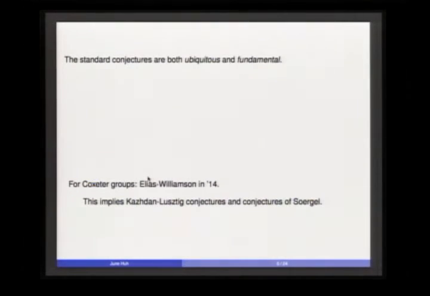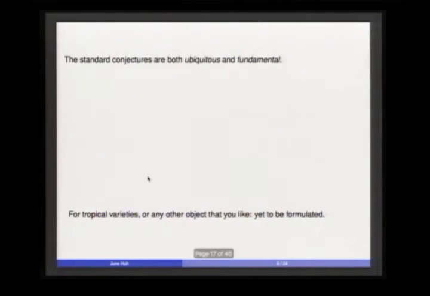And for Coxeter groups, this was a very recent result of Elias and Williamson, and it is also fundamental in this context. They use it to finally prove the various Kazhdan-Lusztig conjectures on the positivity of some Hecke algebras and so on, and also the conjecture of Soergel. For tropical varieties, or any other object that you like, the statement is yet to be formulated. But what I want to show you today is one very special class of tropical varieties which definitely satisfies the hard Lefschetz and the Hodge-Riemann relations.